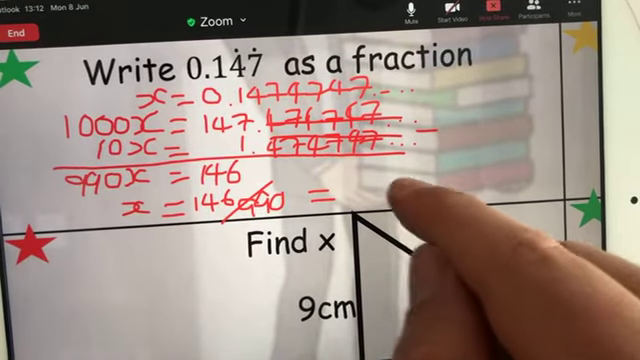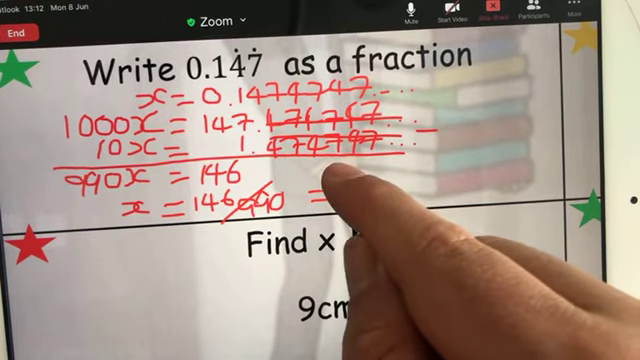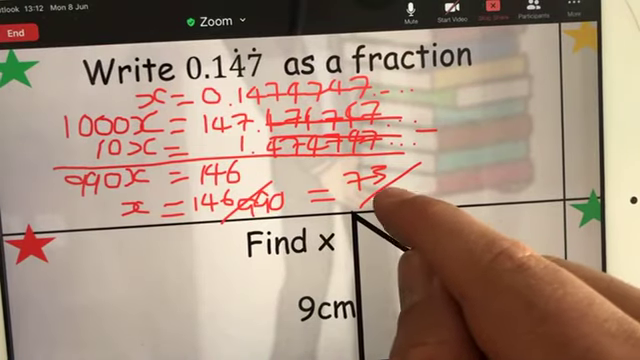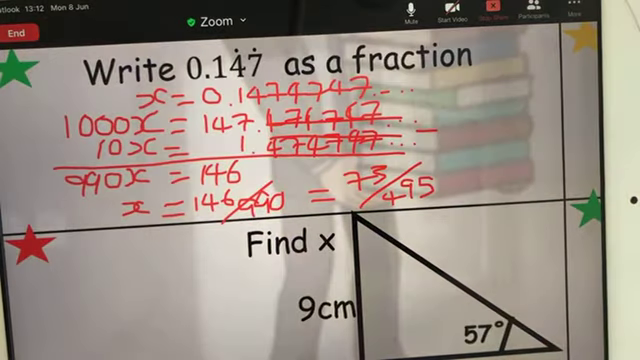It might do. It might simplify once to 73 over 495, but I don't think it simplifies anymore. I think that's your final answer, okay? And that's it. It's a fraction. That's 3 points.